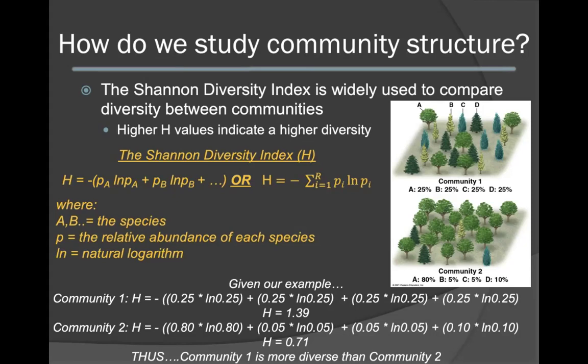In Community 1, our Shannon Diversity Index is calculated to be 1.39, whereas in Community 2 we have a Shannon Diversity Index of 0.71. This allows us to conclude that Community 1 is considered to be more diverse than Community 2.